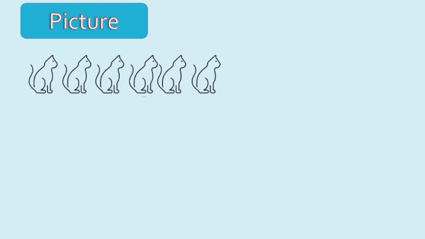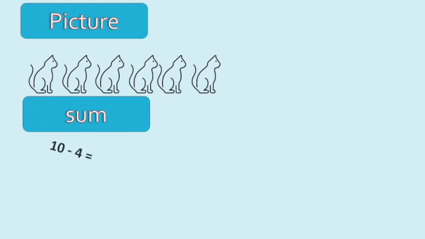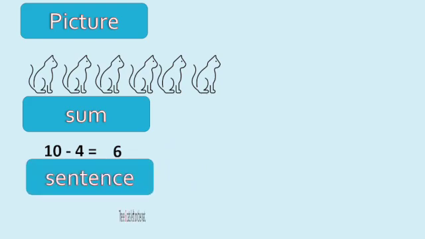So now we're going to do the sum. It will be 10 minus 4 equals, let's count, 1, 2, 3, 4, 5, 6 cats are left. And then the sentence. You're going to answer the question that says, how many cats are left? You're going to say, there are 6 cats left on the mat. Okay.